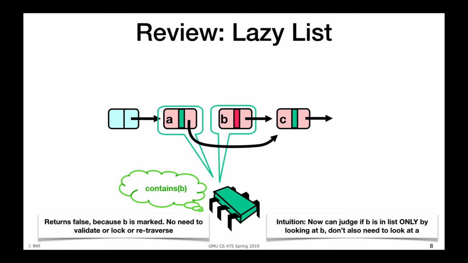And we said that we could simplify this decision so that once our CPU takes out those locks on A and B, it can determine without having to retraverse the entire list if A is still on the list or if B is still on the list by checking this mark bit, this special mark bit.